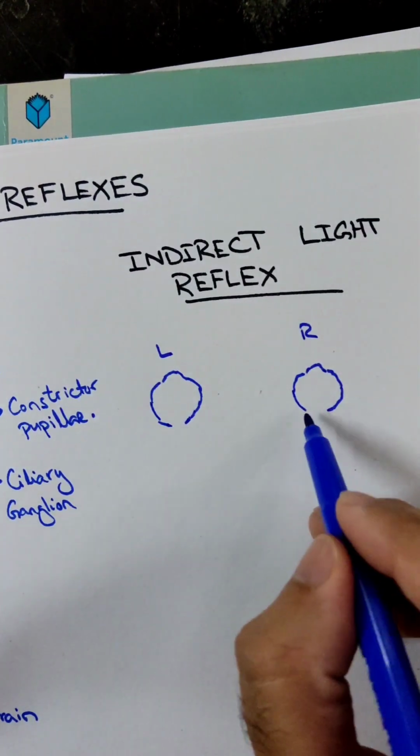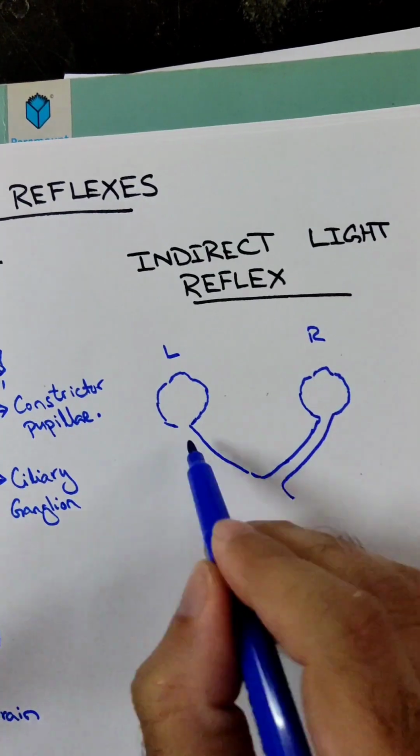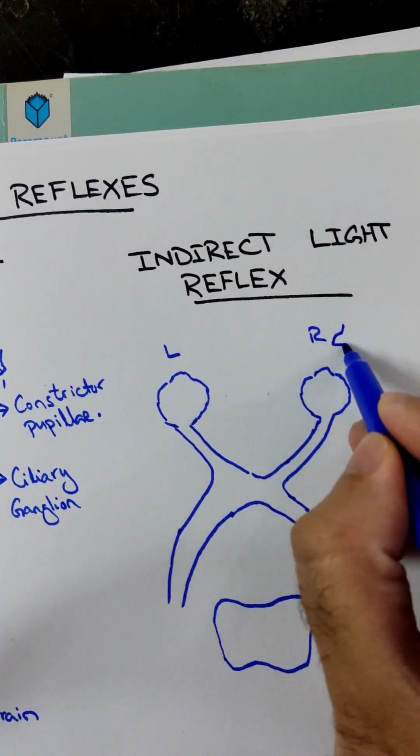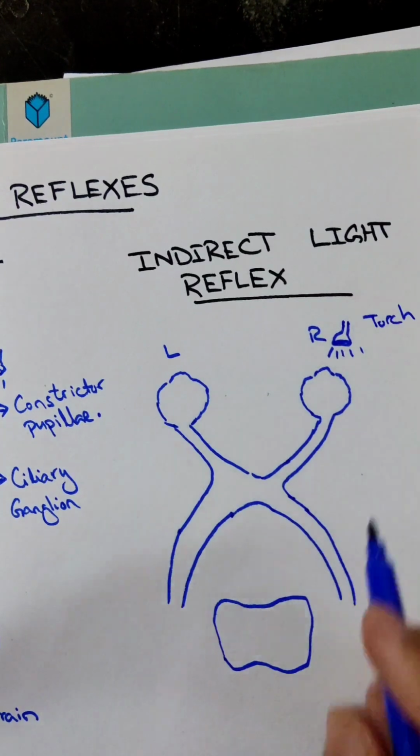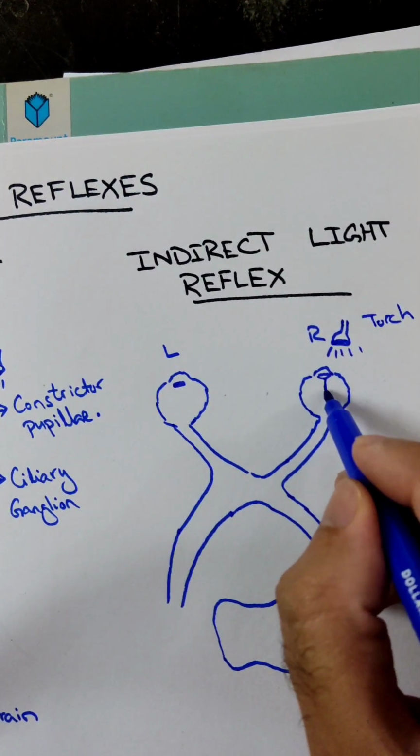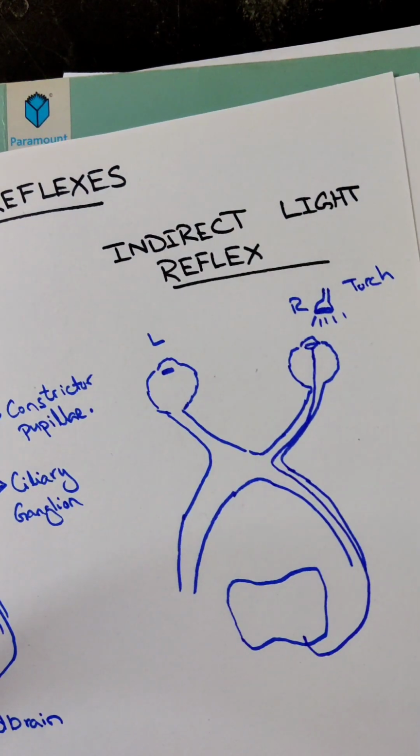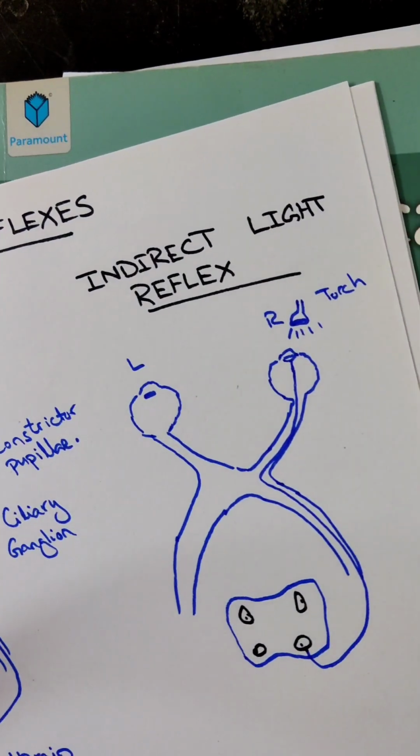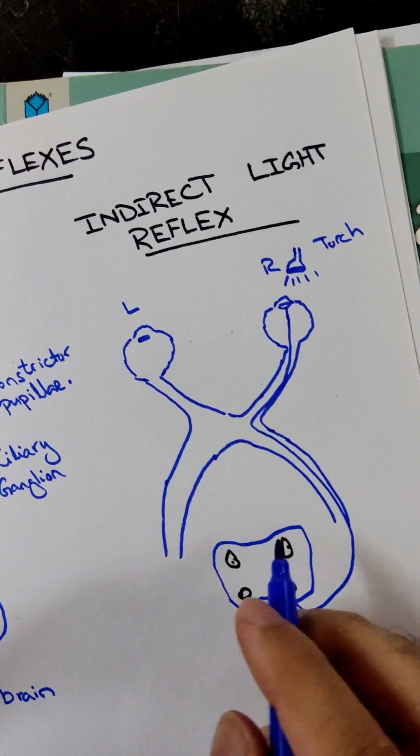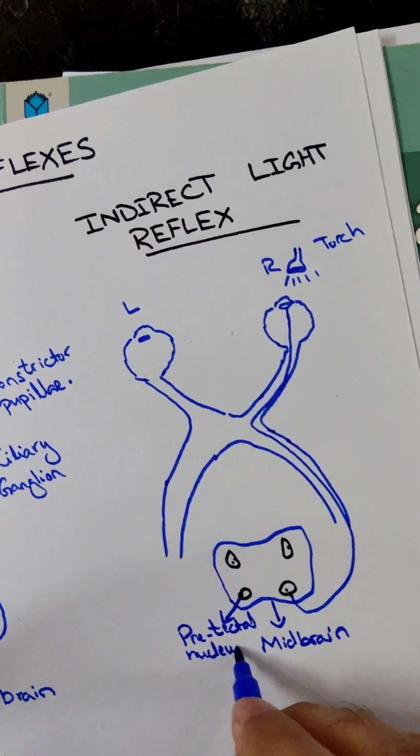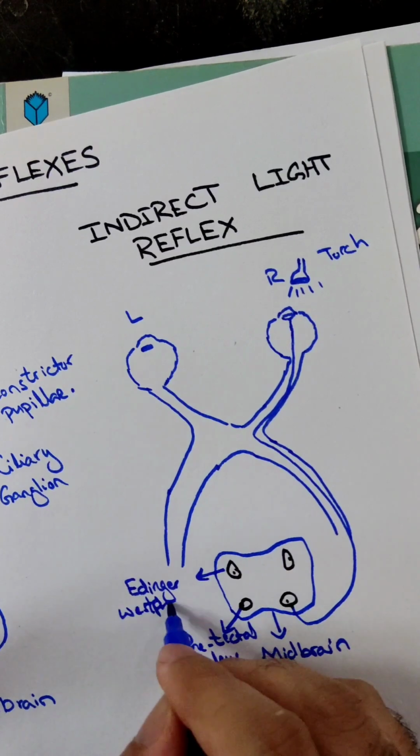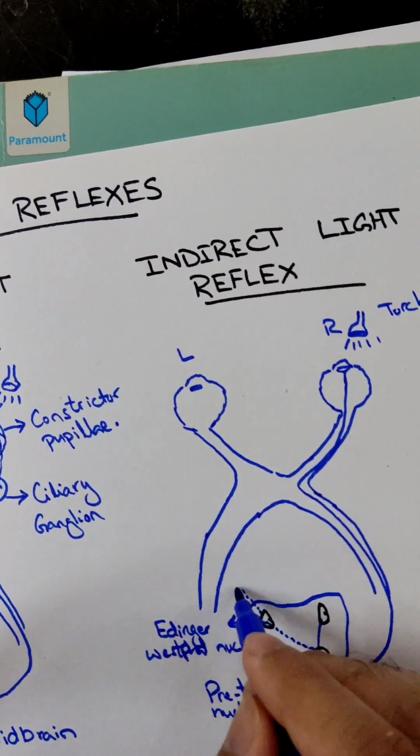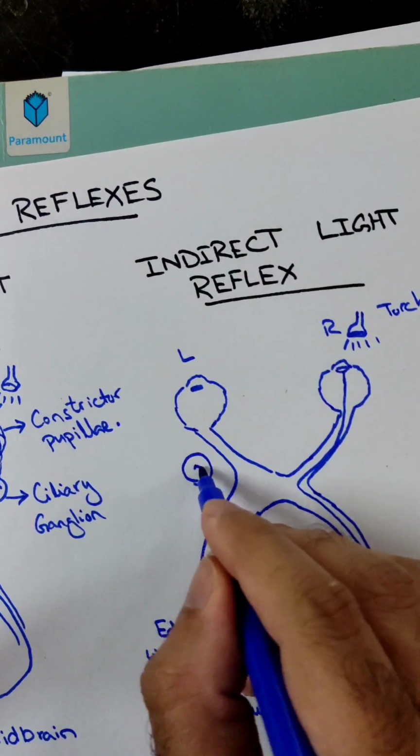Now let's come to the indirect light reflex. So everything is the same. We're going to draw the pathway again to make it easier for you. And the main differentiating feature is the Edinger-Westphal nucleus of both sides, as we discussed earlier, that's the basic difference from the direct light reflex. So usually, if you shine light into one eye, obviously both pupils constrict, right? But if there's any anomaly, let's say in the midbrain, or the Edinger-Westphal nucleus of the other side has some lesion in it, then obviously it won't work. There should be no constriction then.